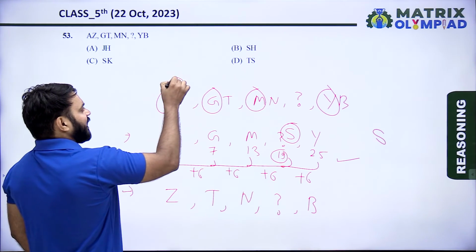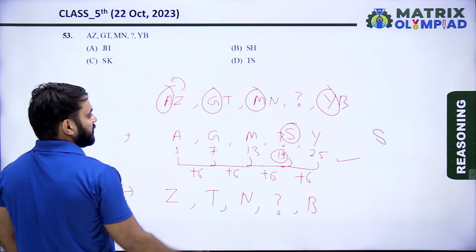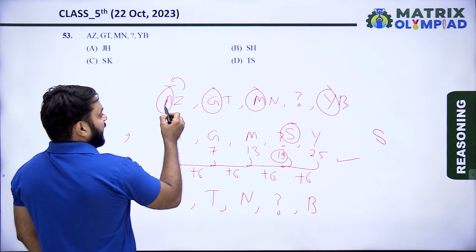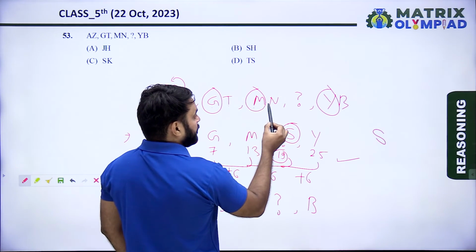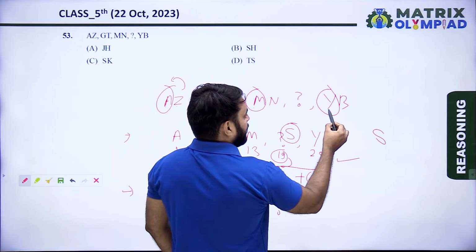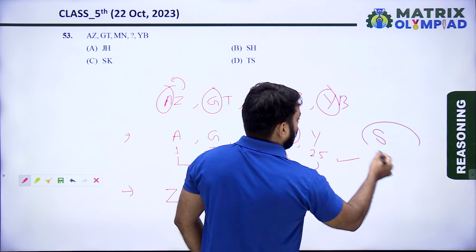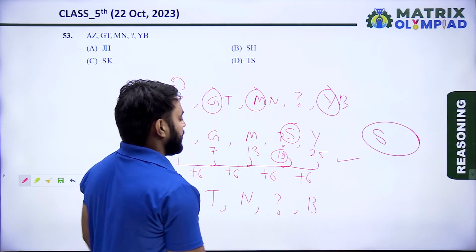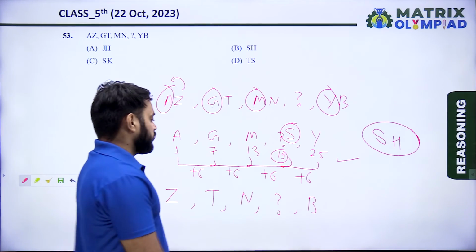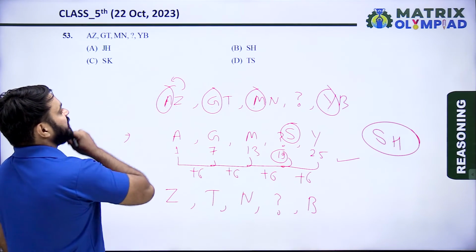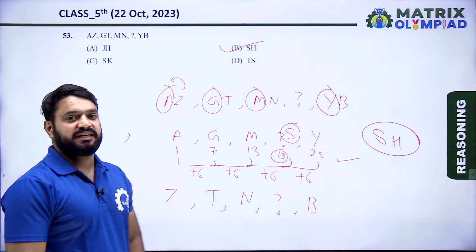So the second alphabet is the reverse alphabet of the first alphabet. Reverse alphabet of A is Z, reverse alphabet of J is Q, reverse alphabet of M is N, reverse alphabet of Y is B. So similarly, reverse alphabet of S, H. So the missing term is SH. So here option B is the correct answer.